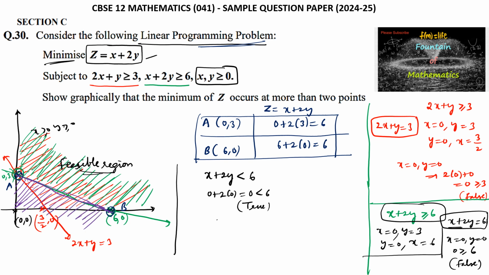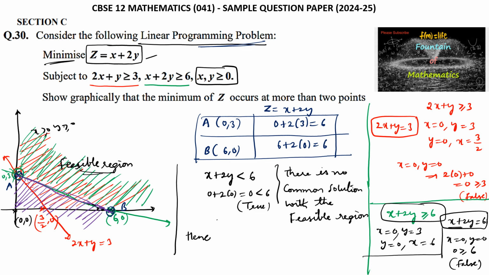And it does not touch the line because it is strictly less than 6, and hence we can say there is no common solution with the feasible region. We got an empty set. Since we got no common solution, we can say that the given LPP has a minimum value.